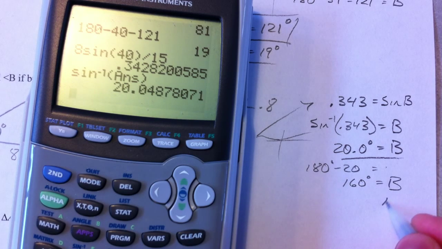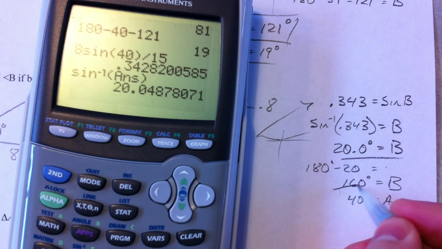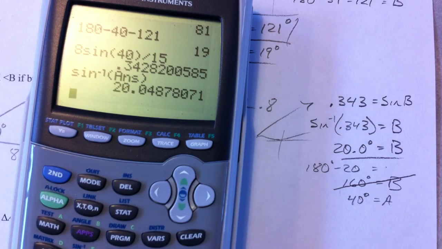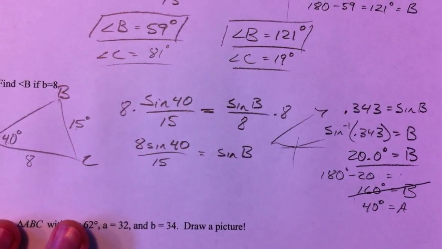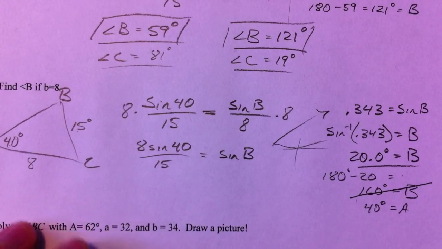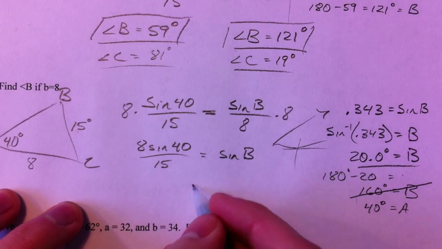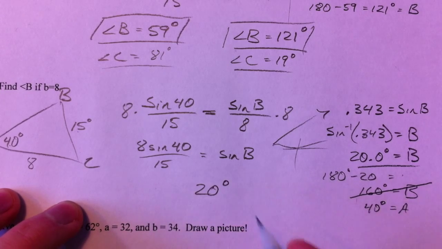Now, with angle A already being 40, these already add up to be more than 180, and so that's why the second angle B is not possible, and that's why you have just the one triangle possible in this case. So find angle B. Angle B is 20 degrees.